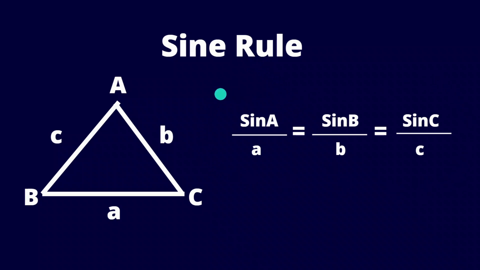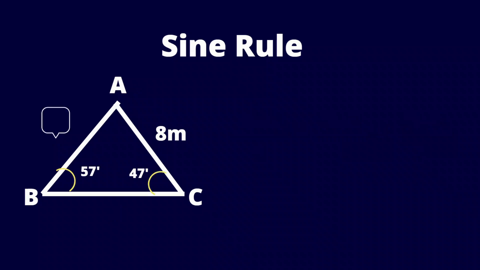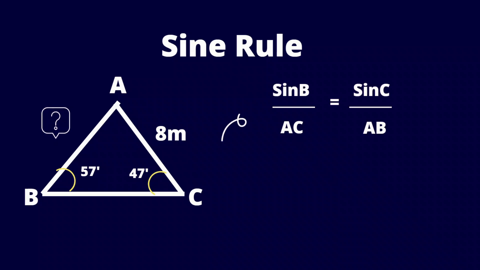Now let's look at the sine rule. So this is what it is. Sine A by A equal to sine B by B equal to sine C by C. So as you can see, sine rule gives the relationship between the sine of an angle and its opposite side length. So that's why it's called sine rule. Now let's take an example to see how we can use this rule in a real problem. As you can see on the screen, we have a triangle with two angles, 57 and 47, and one side, 8 meters. And you are supposed to find out what is side AB. So this is a really good example where you can use the sine rule to figure out the length of AB. So let's do that.